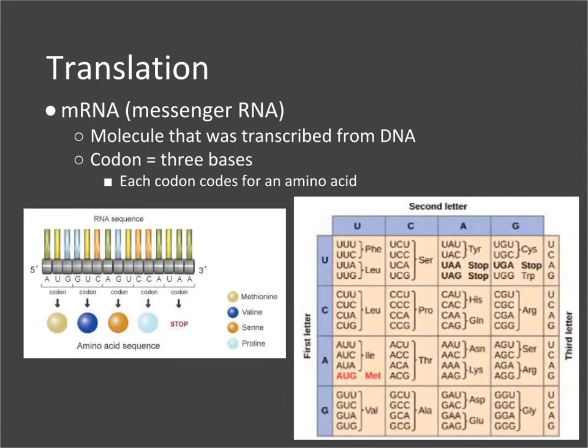Now, messenger RNA is made up of several of these nucleotides, or these bases, that are all bonded together. 3 bases, or 3 nucleotides in RNA, is known as a codon. All right, so this molecule of RNA is made up of these triplets called codons. And each codon codes for one amino acid. So you can see we actually have this chart over here that helps us to figure out which codon codes for which amino acid.